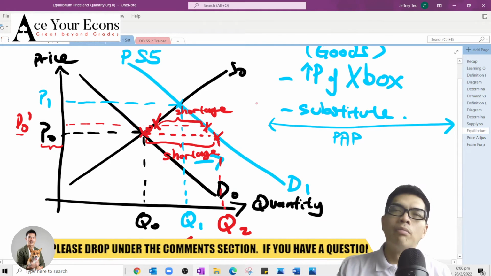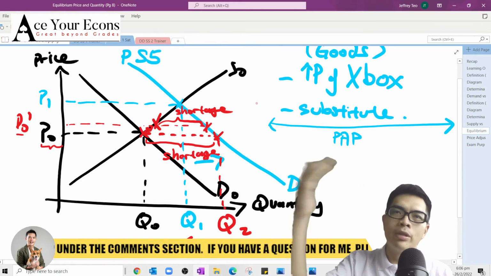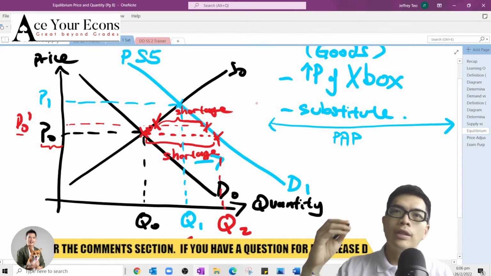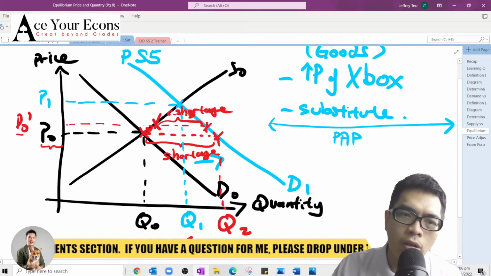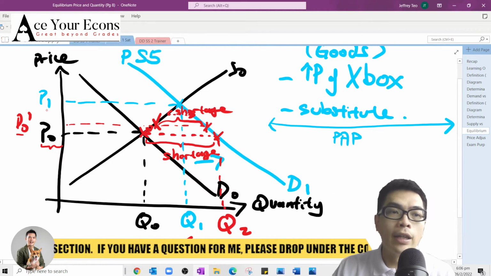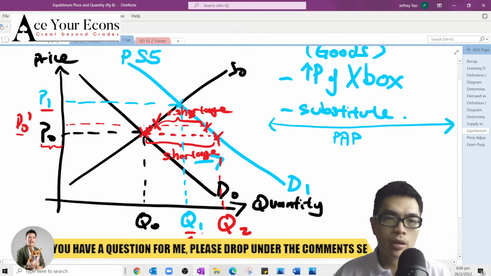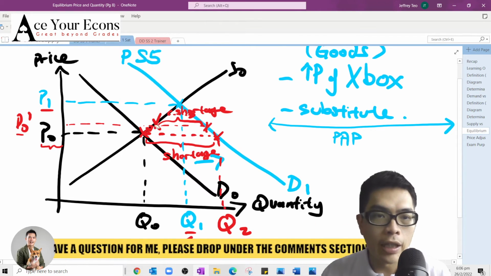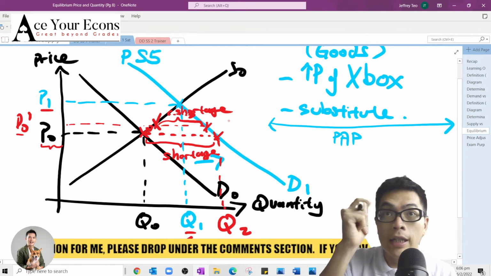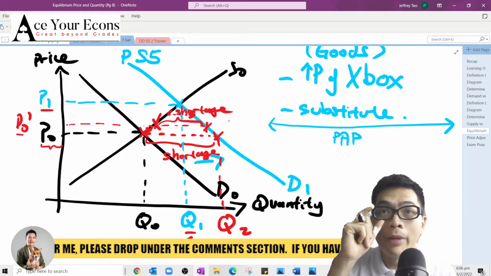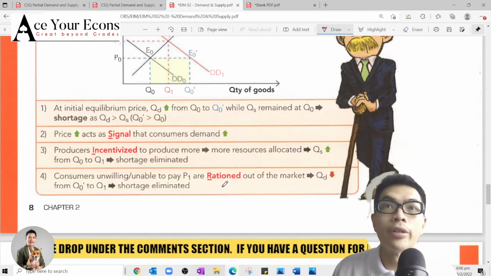Since there's still a shortage, there are more hardcore gamers above Mr. Teo's level. They are going to signal to Sony that they want to offer a higher price to buy. So this cycle goes on indefinitely until P1 and Q1 is achieved. So as an initial shift in your demand curve, there are a few things happening. There's signaling and there's incentivizing. I haven't mentioned the last letter, which is rationing. What does ration mean?